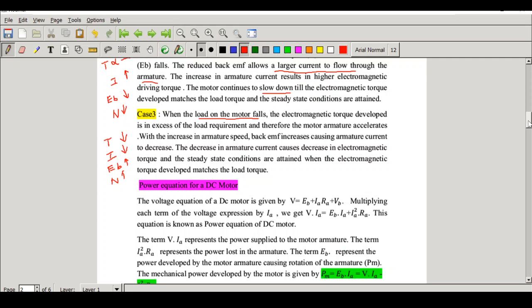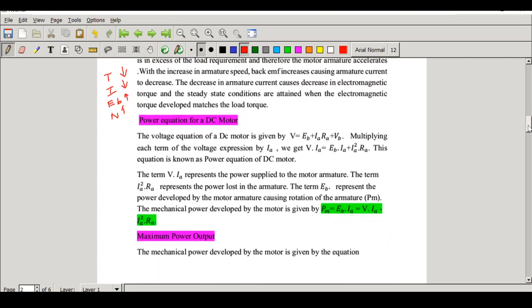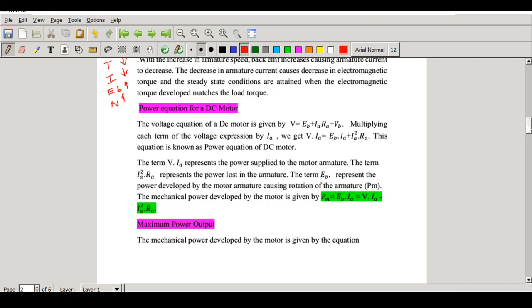Next we will see the power equation for a DC motor and the maximum condition for the power developed in a DC motor. So already we have learned about the voltage equation, right? So what is the voltage equation? The voltage equation is given by V = Eb + Ia Ra + Vb. So this is the voltage equation.